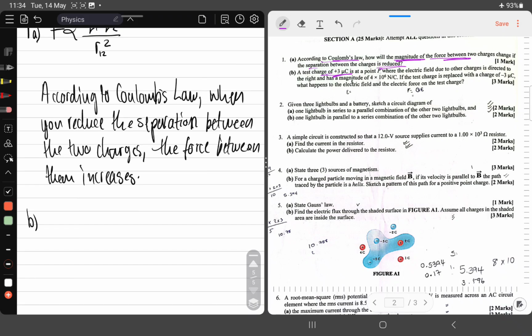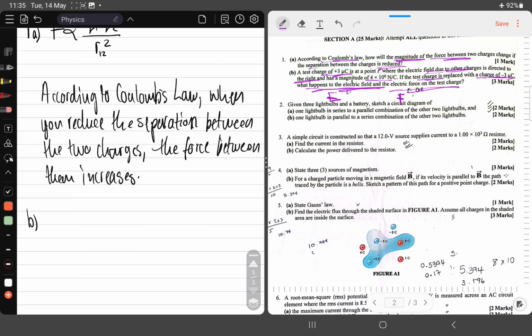A test charge is at a point where the electric field is directed to the right. I want to see the question first. What happens to the electric field E and force F? When you do what? A positive test charge is at a point where the electric field, due to other charges, is directed to the right, with a given magnitude. If the test charge is replaced with a charge of -3 microcoulomb.